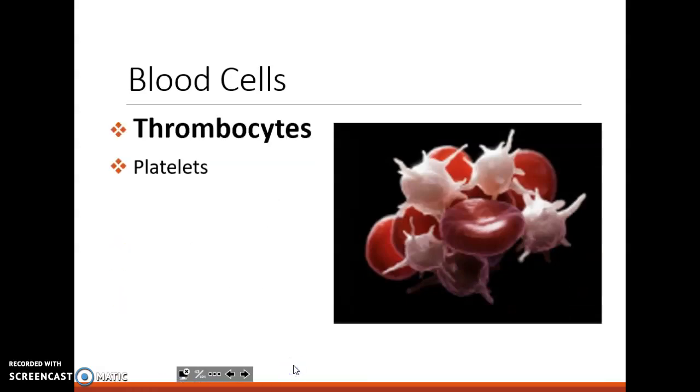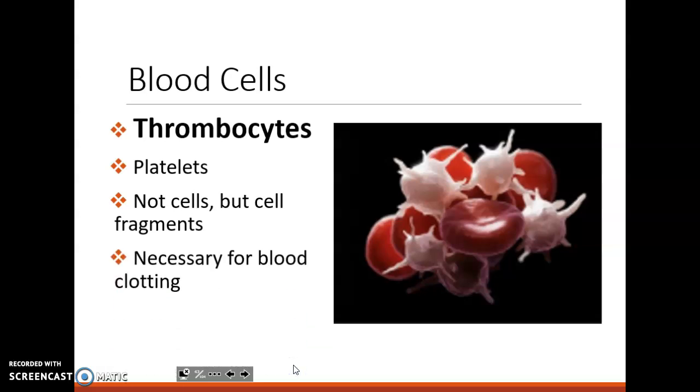And finally, we have our platelets or thrombocytes, and these are actually cell fragments, and they are necessary for blood clotting. And there's a nice picture on page 294 and 295.